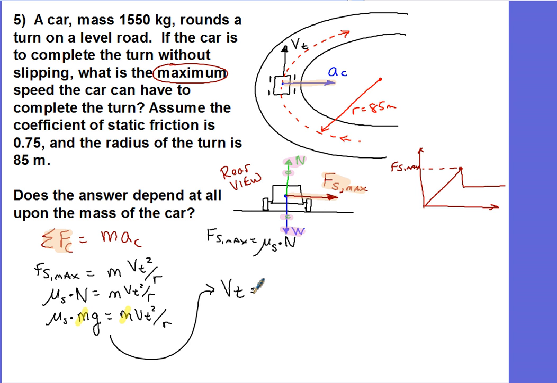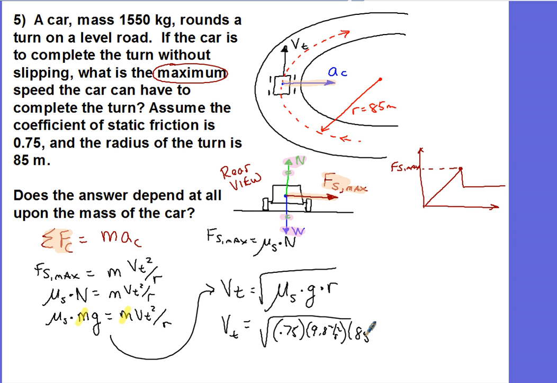Multiply both sides by r, take the square root, and I would see that the speed at which I can make that turn is a function only of these three things, mu sub s, g, and r. We can go ahead and plug those numbers in for this particular problem just to be able to get a numerical value, 0.75 times 9.8 meters per second squared times 85 meters, and we get in the neighborhood of 25 meters per second, which is about 55 miles per hour, maybe 56 miles per hour.